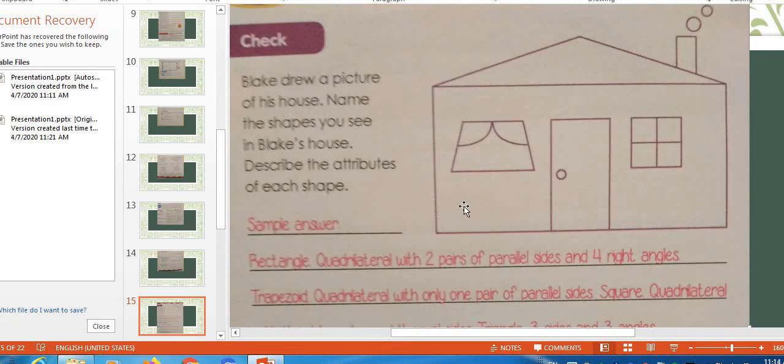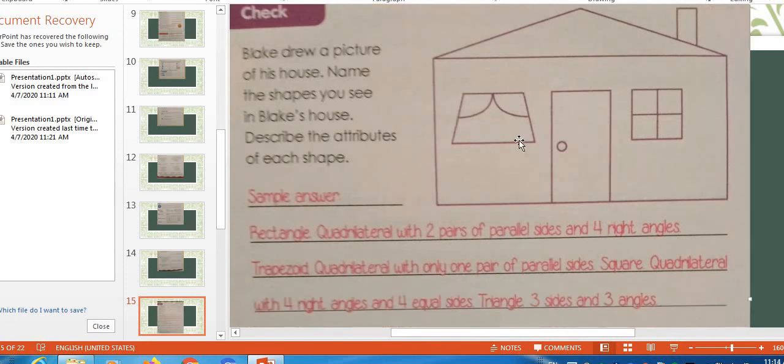Okay, I have here a trapezoid. This window is a trapezoid, quadrilateral shape with only 1 pair of parallel sides. Okay, and I have square. This window, the other window on the right, is a square, a quadrilateral with 4 right angles and 4 equal sides. Okay, I have also a triangle up here. That triangle has 3 sides and 3 angles.